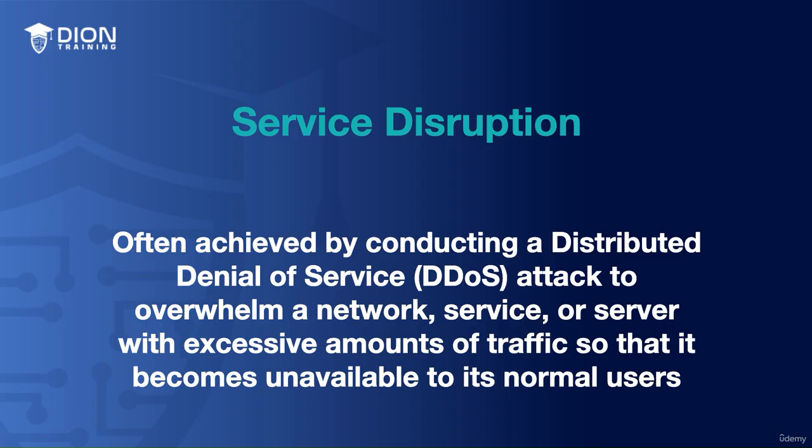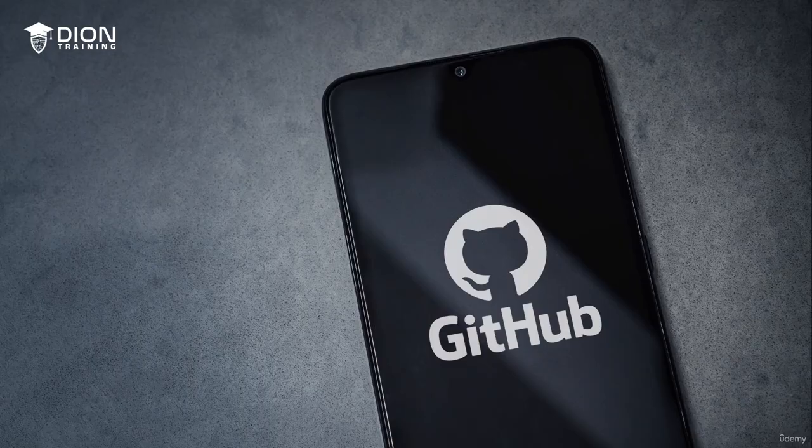Fourth, we have service disruption. Some threat actors aim to disrupt the services of various organizations, either to cause chaos, make a political statement, or to demand a ransom. This is often achieved by conducting a distributed denial of service attack to overwhelm a network, service, or server with excessive amounts of traffic, so that it becomes unavailable to its normal users. These service disruptions can lead to significant financial and reputational damages for the affected organizations. For example, GitHub, a popular website used by software developers, was the victim of a large DDoS attack in 2018 that lasted for about 20 minutes, and during that time, millions of GitHub users were unable to access the site since their servers were being flooded with excessive traffic from the DDoS attack.